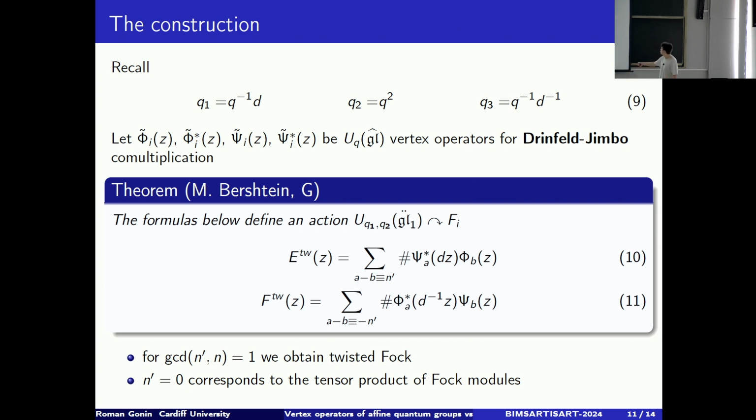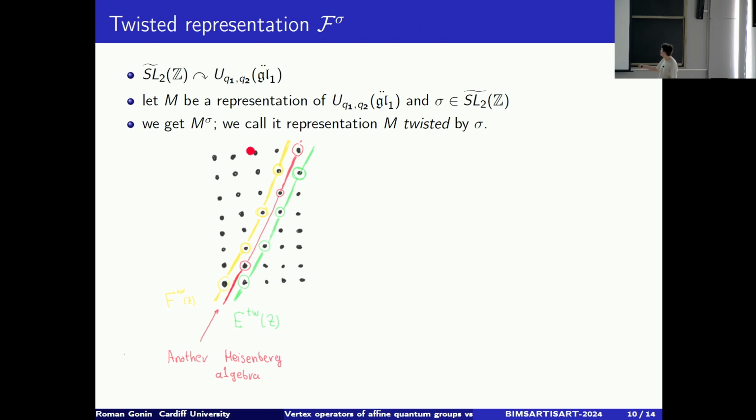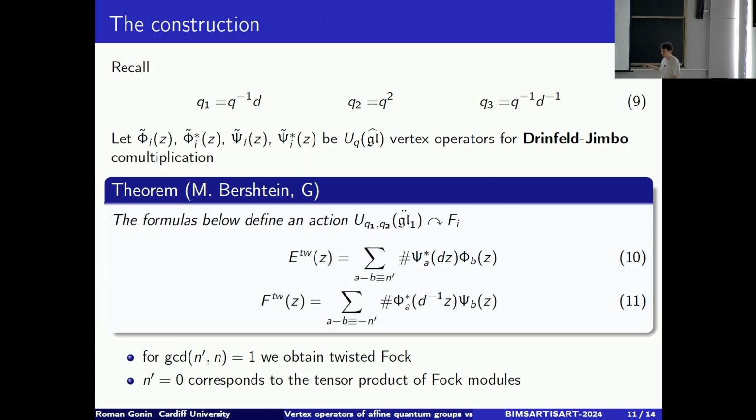No. Let me explain. So here I have these formulas. I take the sum of a minus b, which gives a residue mod n prime. So this representation depends on n prime. And if I take the greatest common divisor of n prime and n to be 1, if they're mutually prime, then this formula gives a twisted Fock module as I obtained on the previous slide. And if I take n prime equals 0, then this corresponds to a tensor product of Fock modules. Yes, exactly. Any line is a Heisenberg, any line which comes through zero. But any red line has friends, green and yellow. And so this theorem describes the action of these red, sloped green, red and yellow lines.